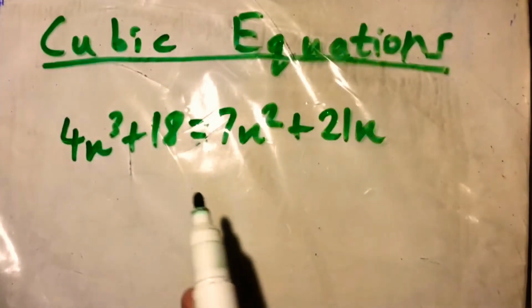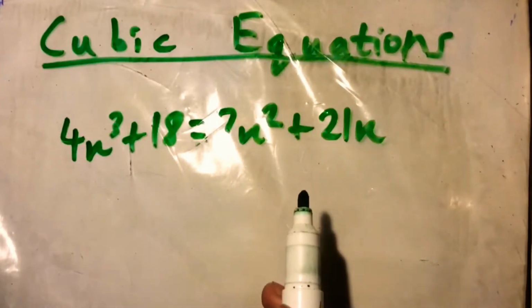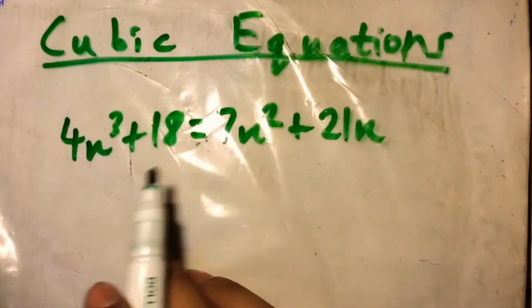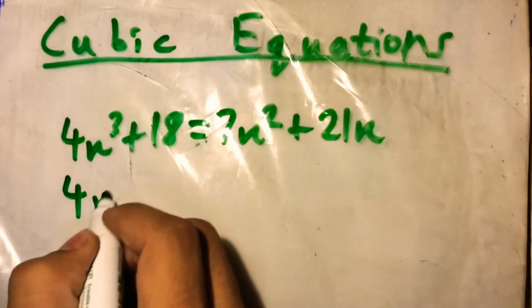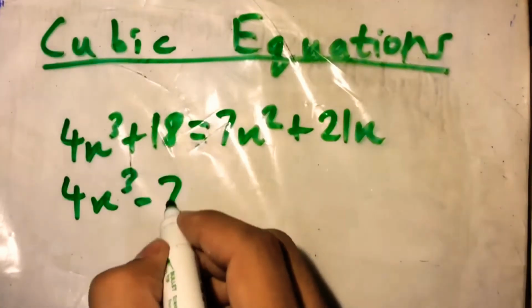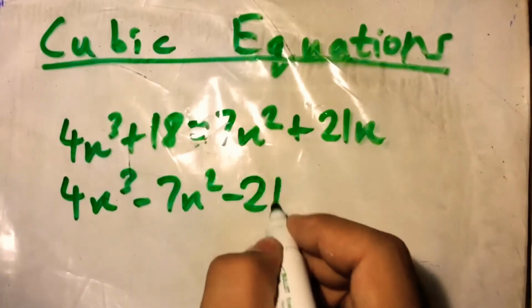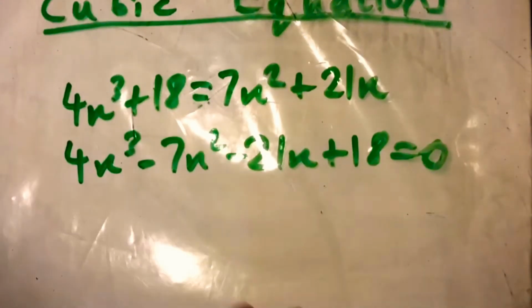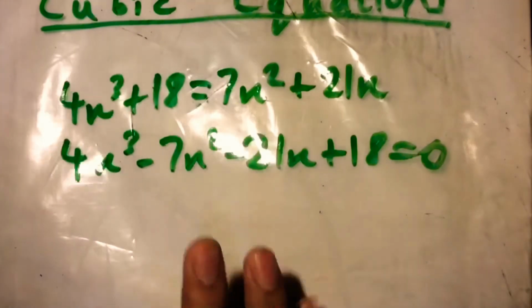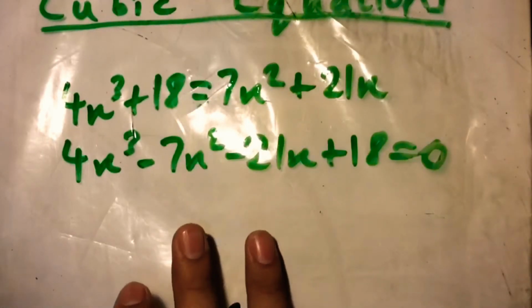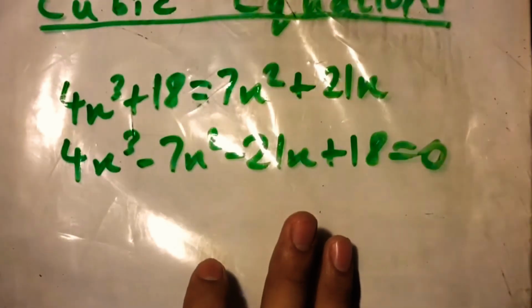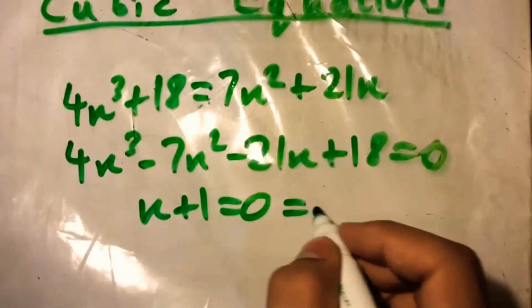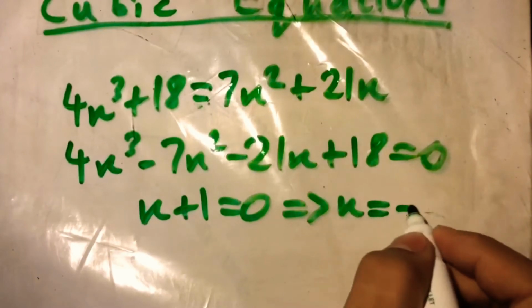Like this, we'll first have to make 0. We have to take 0 on one side and all the other numbers on the other side. So for x cube minus 7x square minus 21x plus 18 equals 0, now we have to find the values of x. We'll have 3 values of x, and the first value we'll have to find by trial and error. So we'll suppose x plus 1 equals 0. This is giving us x equals -1.